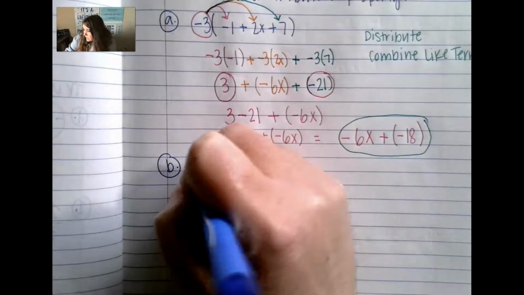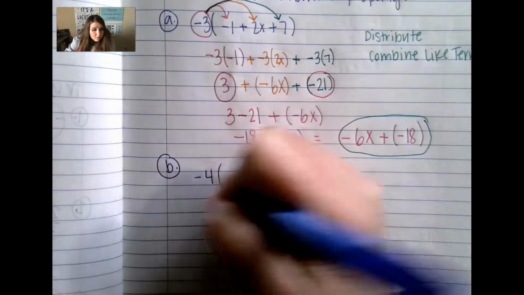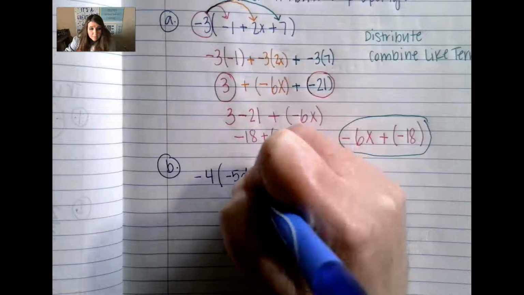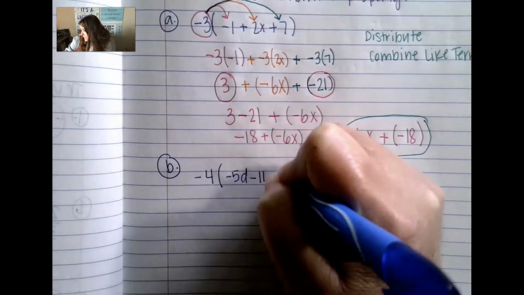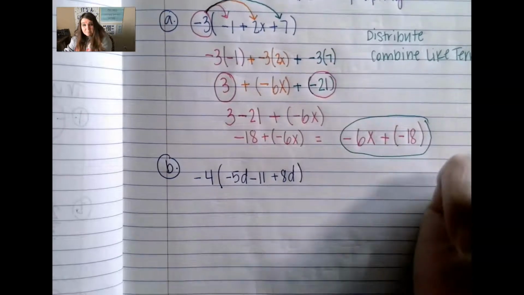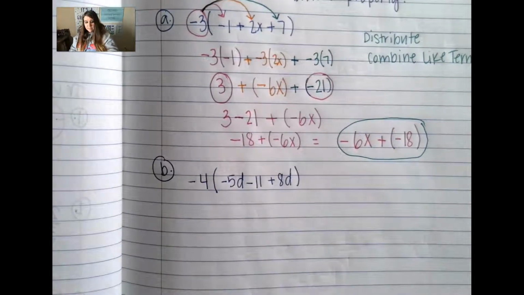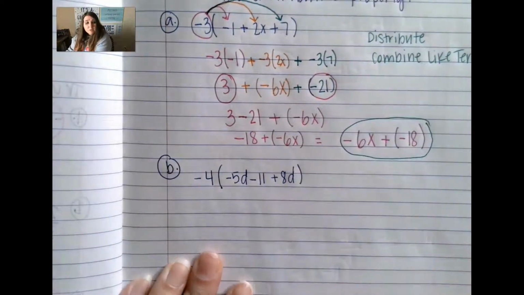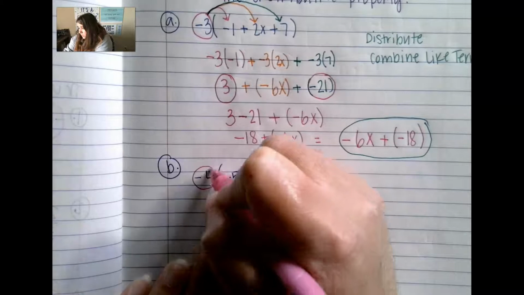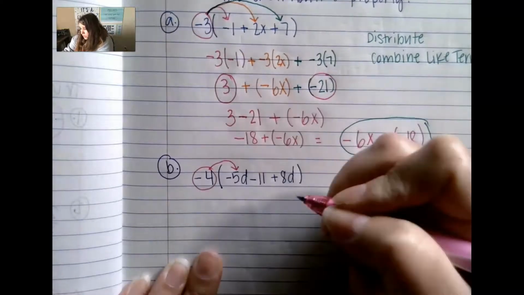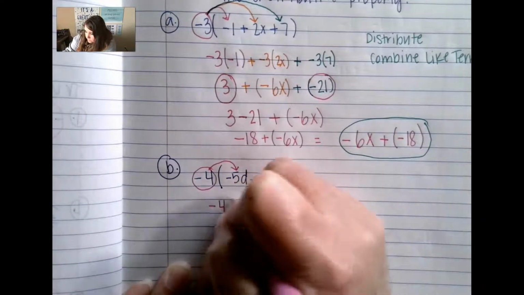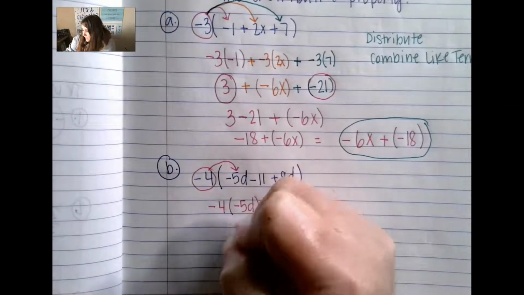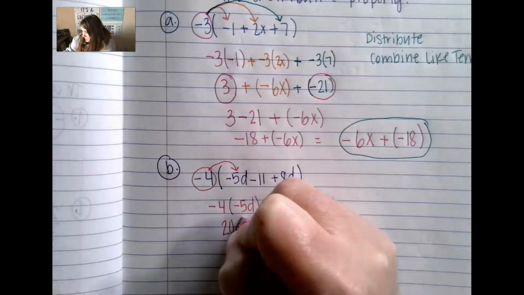Okay, so let's go ahead and look at our next example. This example is -4 groups of (-5d minus 11 plus 8d). Not 80, 8. First thing we want to do is to distribute, so let's go ahead and share. We're going to take this -4 and we're going to multiply it by the first term. So we have -4 times -5d. Negative times negative is a positive, so 20d.